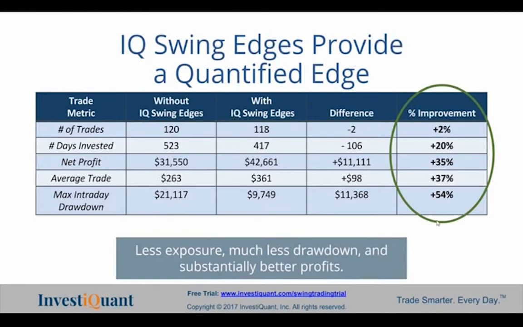Rich is asking what factors are used in the IQ swing edges data. Rich, it's the 3 momentum, 3 acceleration, and 3 seasonality systems. All look at what today's specific market setup is, and then produce odds of how the market has performed in the past under similar circumstances.